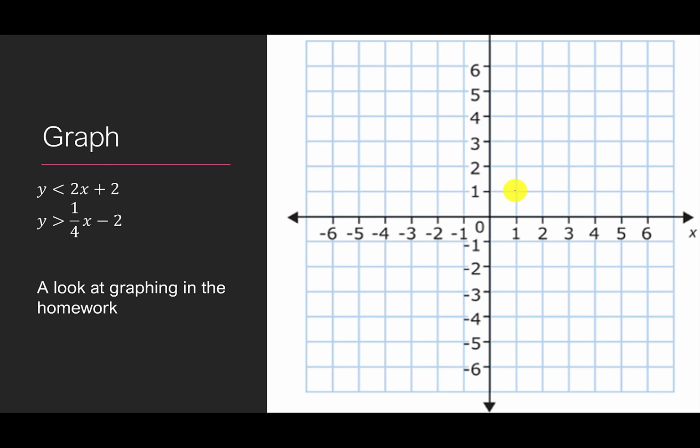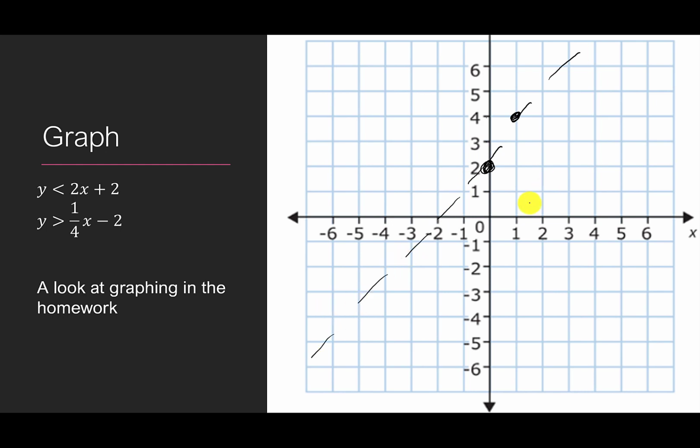So let's try another one. I have y is less than 2x plus 2, and y is greater than 1/4 of x minus 2. So for y less than 2x plus 2, I'm going to start at 2, go up 2 and over 1. I notice it's a strict inequality, so I dash this line.